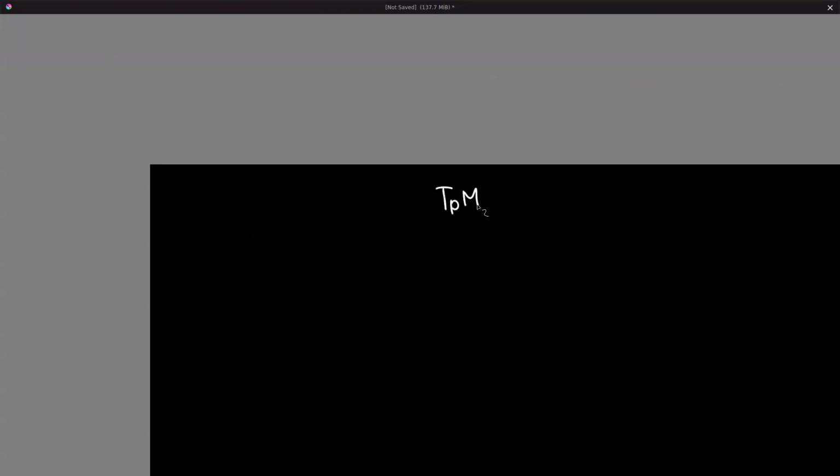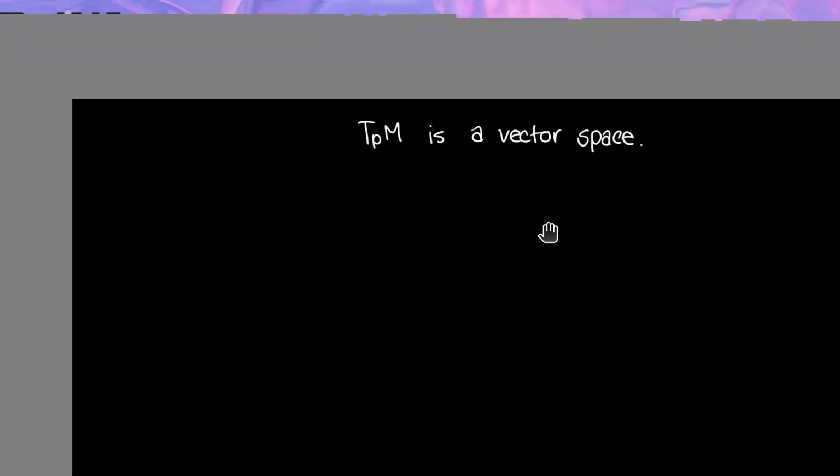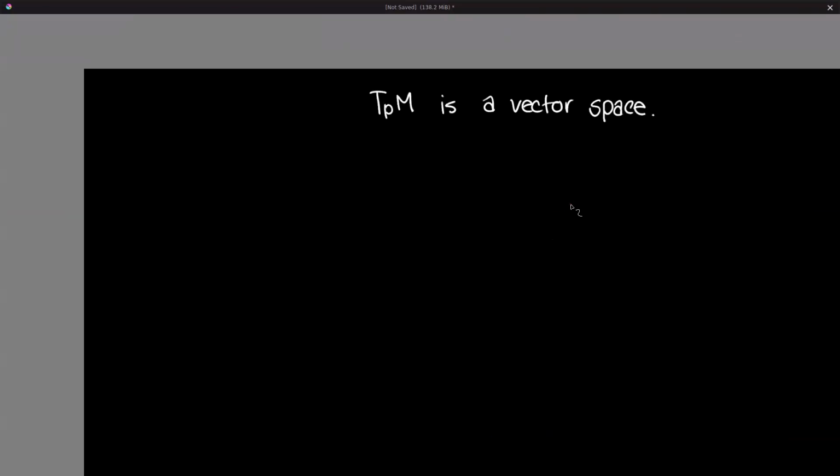Now, the claim is that TPM is a vector space. I know it's very shocking. We called them tangent vectors and now it's a vector space. TPM is a vector space. We're not going to prove this because it's very tedious to prove, but we're going to look at some of the evidence that it's a vector space, and I hope I can convince you.